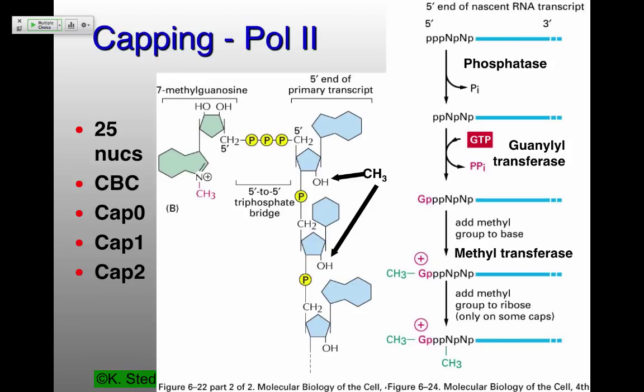Questions on capping? The back there, yes? What does CBC stand for? CBC is the cap binding complex, which is what we will need in terms of getting that modified cap messenger RNA out, transported, and then eventually out to be translated.